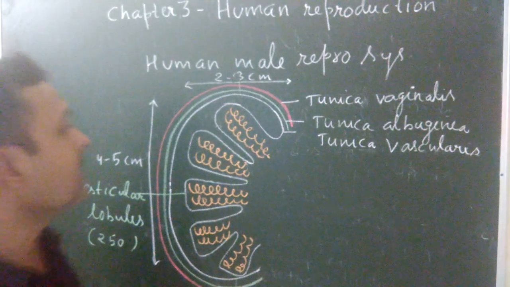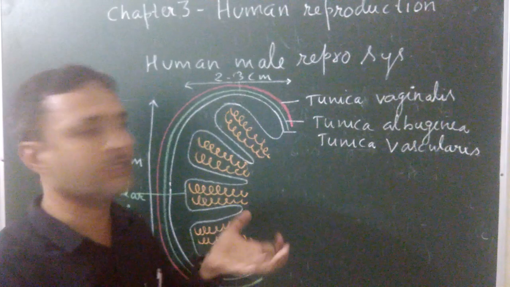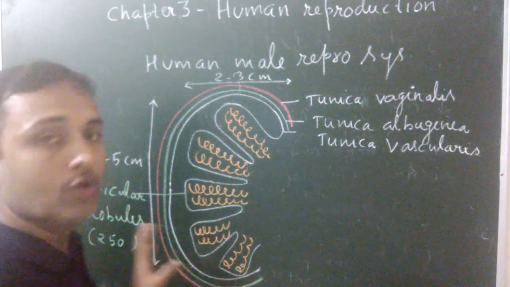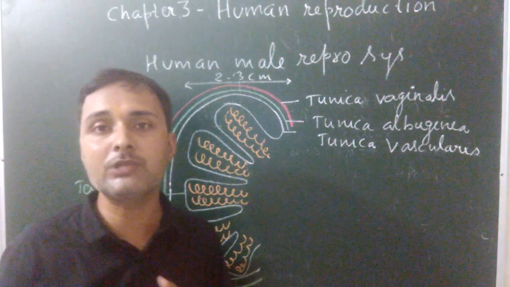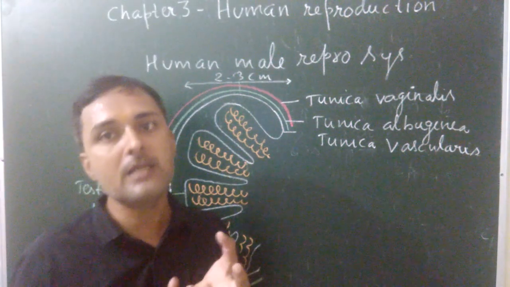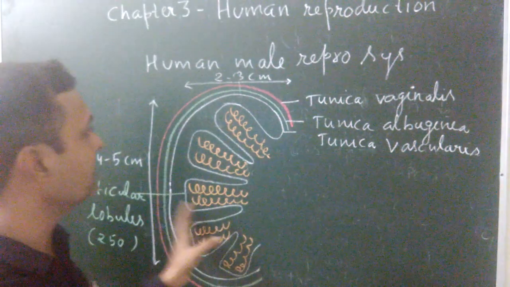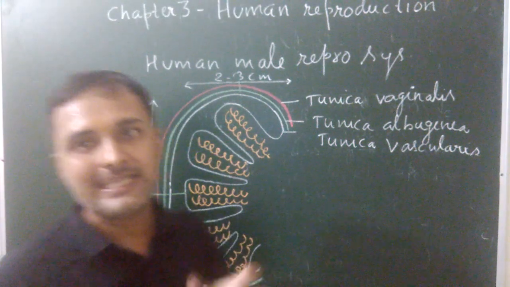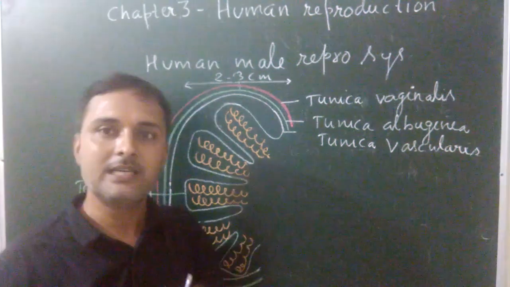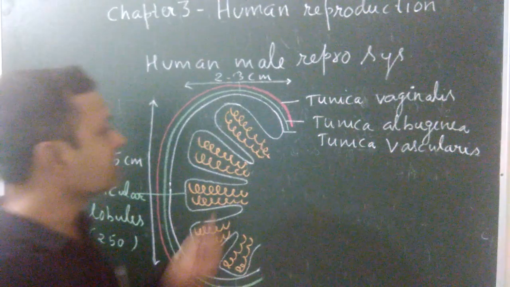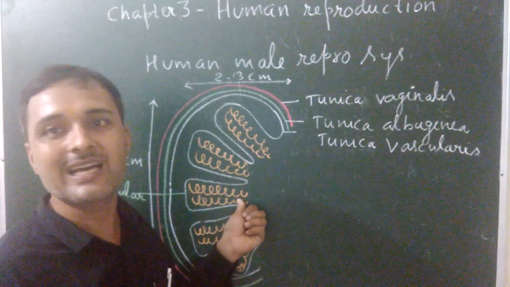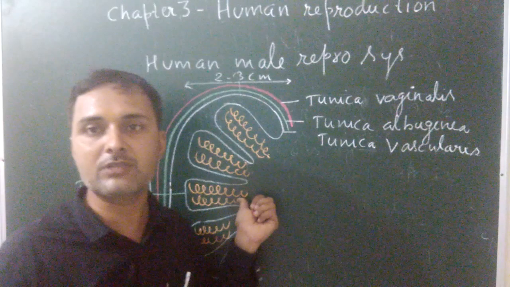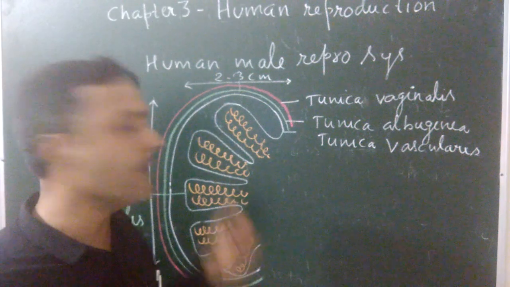Seminiferous tubules are the highly coiled structures which are present inside the testicular lobules. What are testicular lobules? These are the very small chambers present inside each testis. Inside the testicular lobule, it has very highly coiled structures known as seminiferous tubules, which is the actual site of spermatogenesis in the case of the human male.